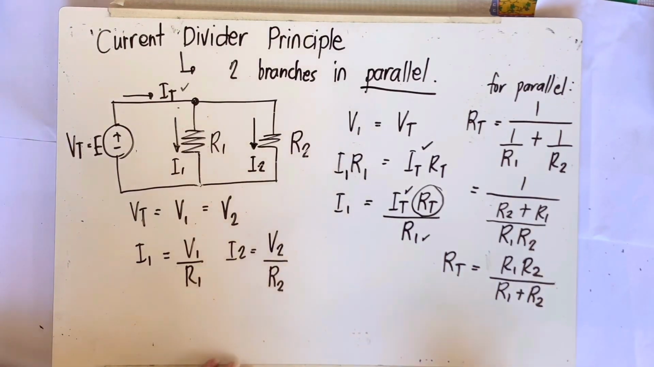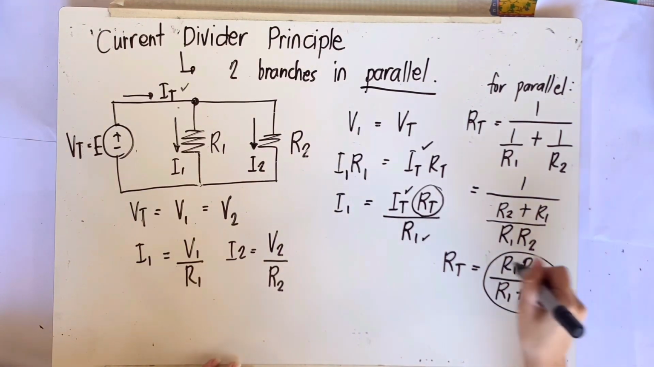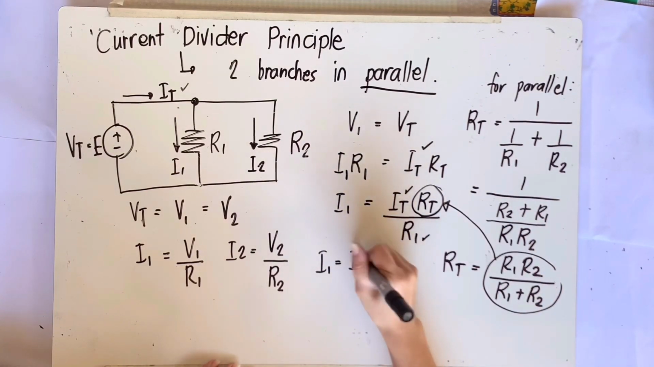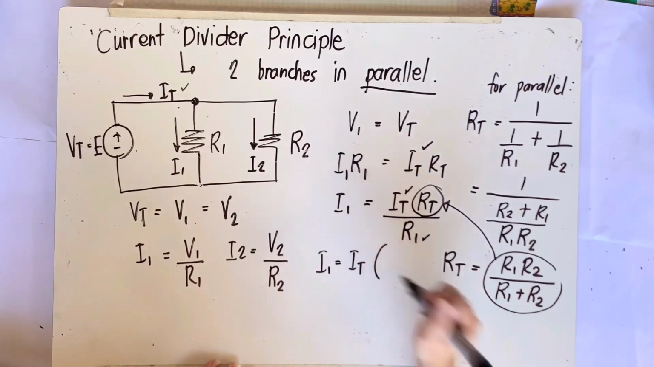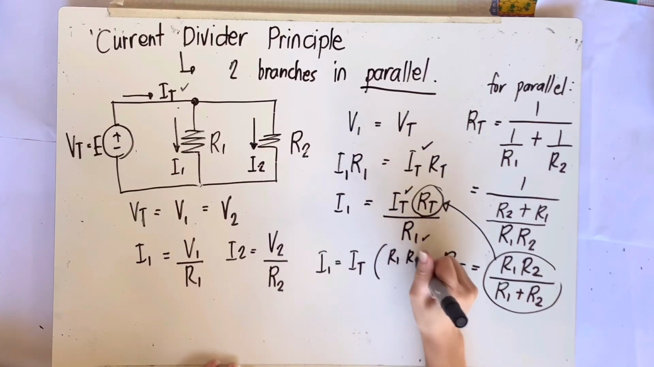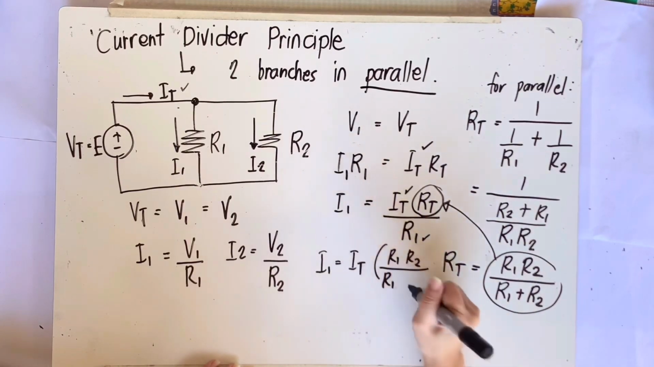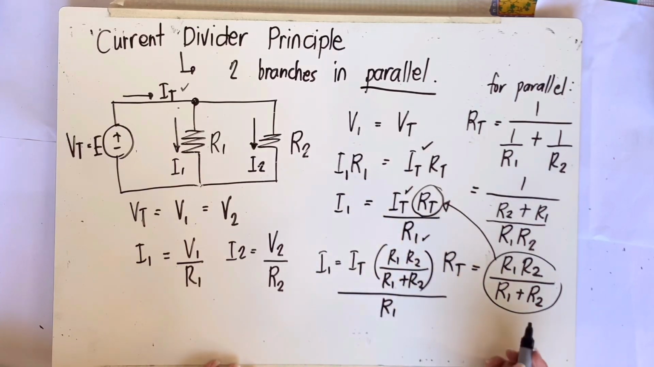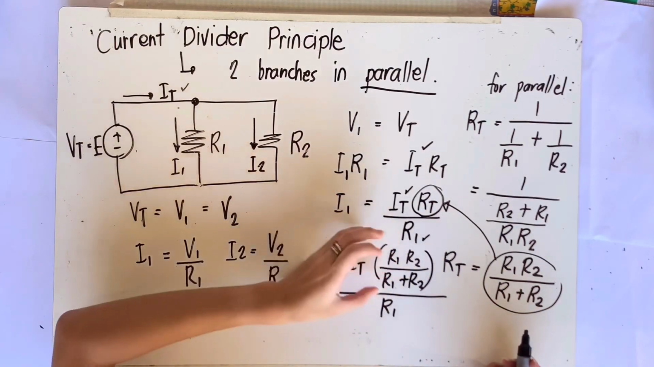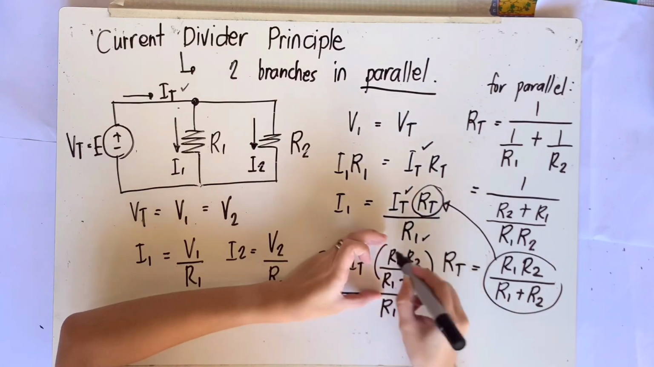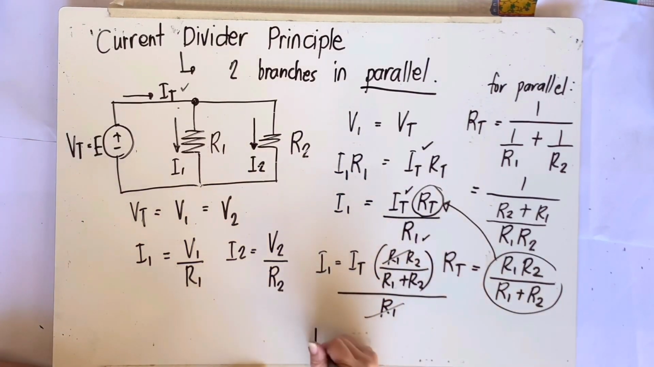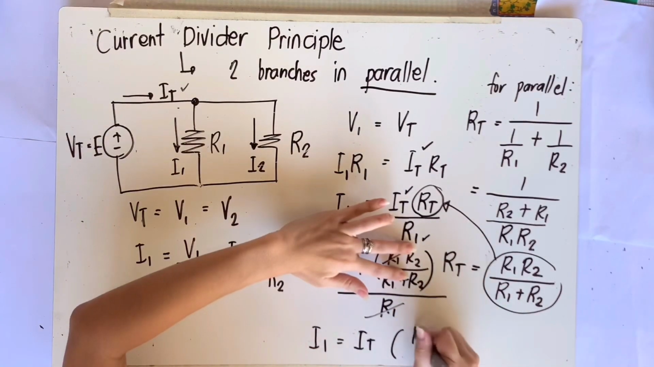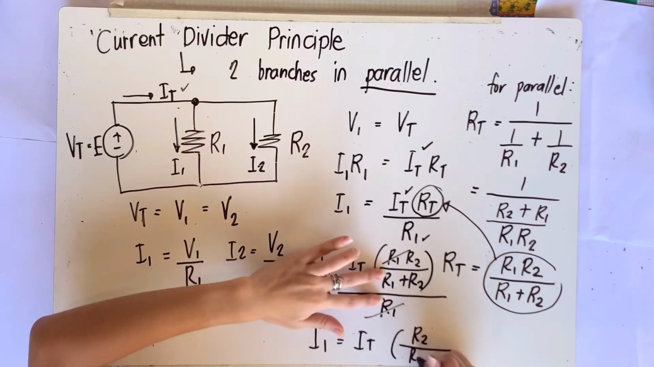And then, after that, I will be using this value to substitute in the previous equation of I1. So, I'll have I1, that would be equivalent to I total na multiplied by RT. So, ang RT natin ay R1 R2, all over R1 plus R2. And then, this will all be divided by R1. And then, you will notice that R1 appears in the numerator and then also in the denominator, so we can cancel that out. And then to simplify, you will get I1 equal to I total times R2 divided by R1 plus R2.